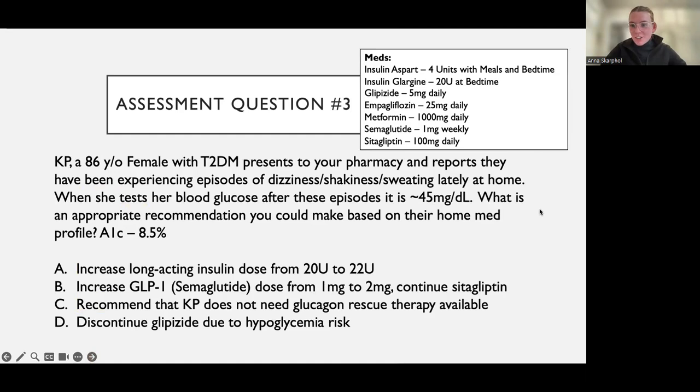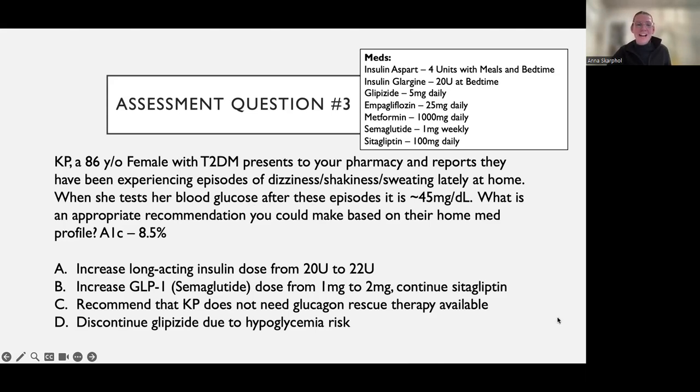Oh, this one's kind of long. So KP is an 86-year-old female with type 2 diabetes who presents to your pharmacy and reports they have been experiencing episodes of dizziness, shakiness, and sweating lately at home. When she tests her blood glucose after these episodes, it's only 45. What is an appropriate recommendation you could make based on their home medication profile, which I've included on the screen here? And then you also found their A1C is 8.5%. So I tried to make this one easy.